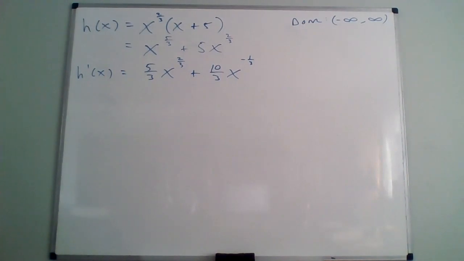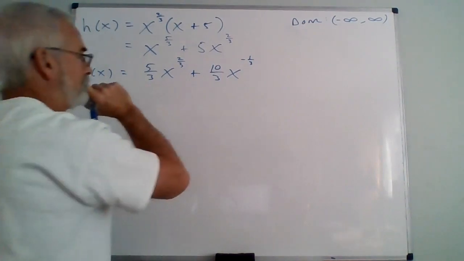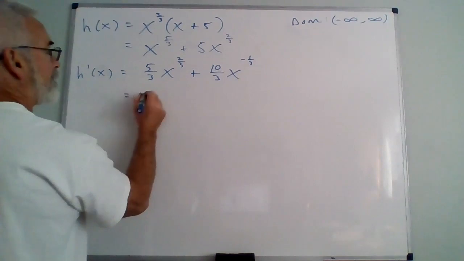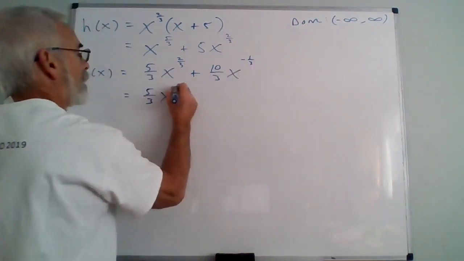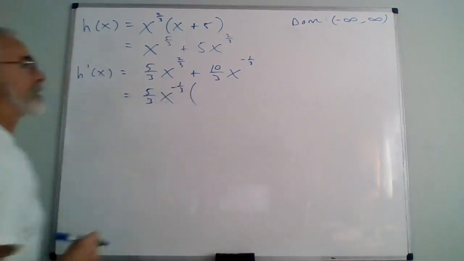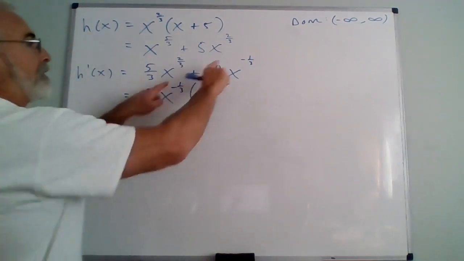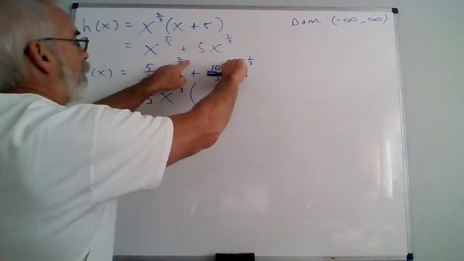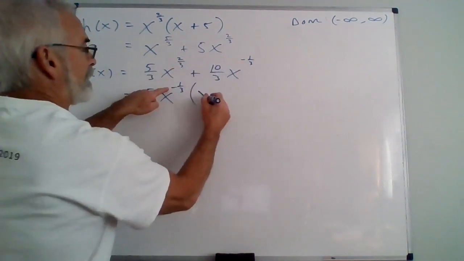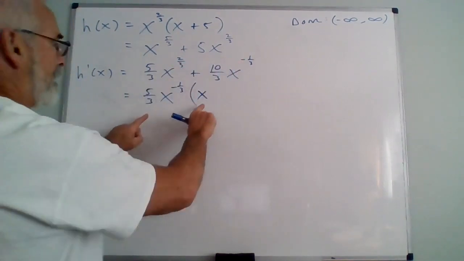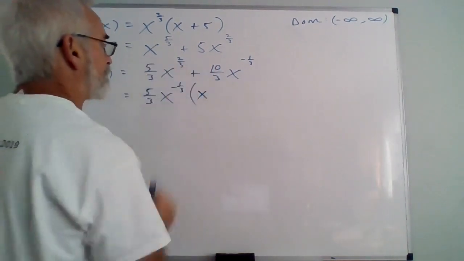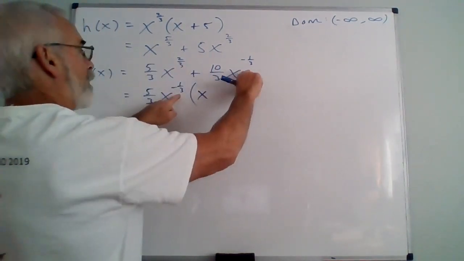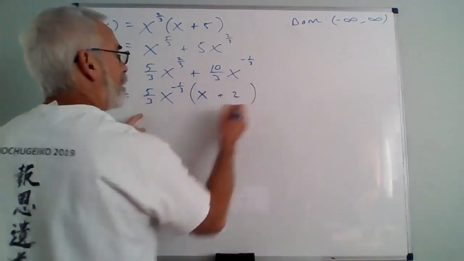Okay. Next, I will want to factor that. And I can factor out a 5/3 and an x to the negative 1/3. And in doing so, these exponents differ by exactly 1. So when I factor this out, it should leave a whole x. Quick check, x to the negative 1/3 times x to the first. Yes. Now over here, I factored the whole thing out plus 2.